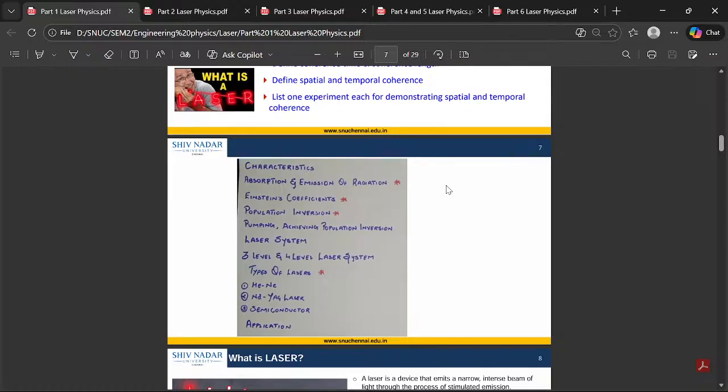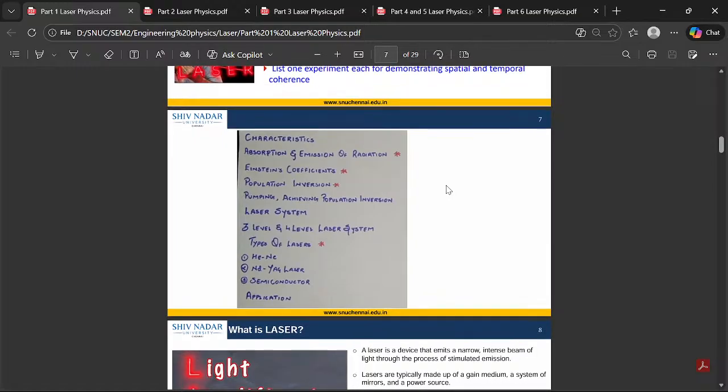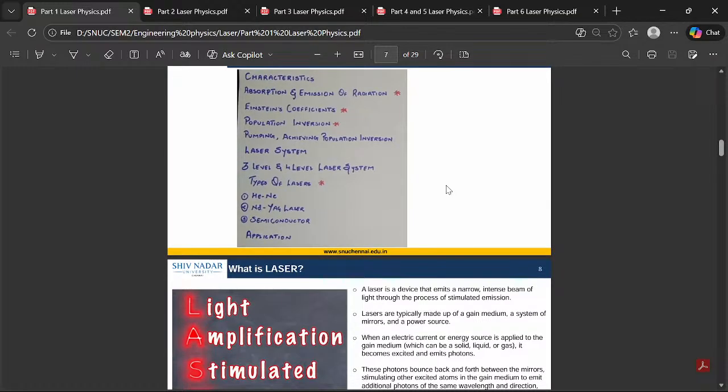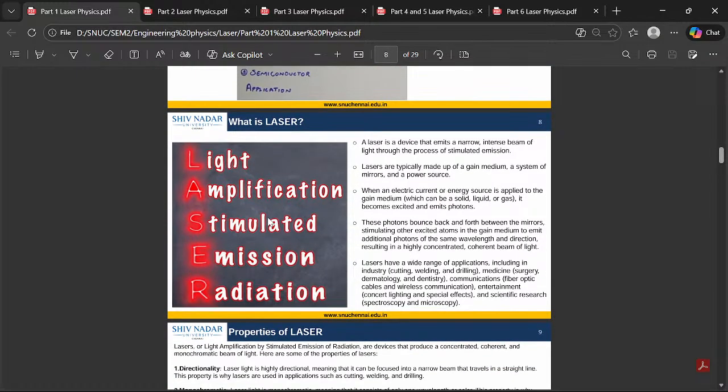Then in this course, we are also going to see the absorption and emission of radiation, Einstein coefficients related to this laser, population inversion, which is the mechanism that makes the laser work, and pumping, and how we achieve population inversion. Then the three level and four level laser systems, and the types of lasers, that is CO2 laser, Nd:YAG laser, and semiconductor lasers, and their applications.